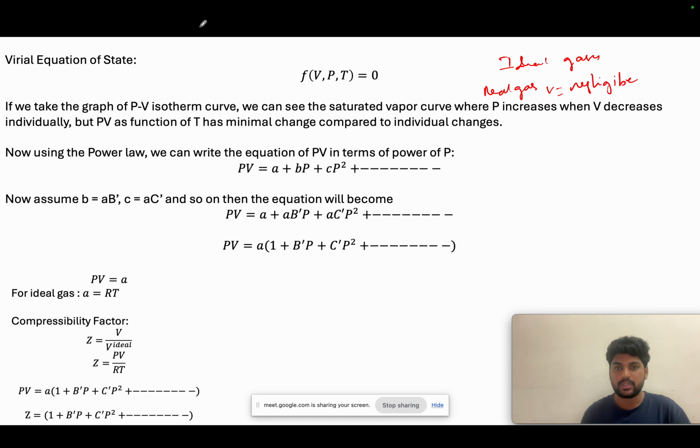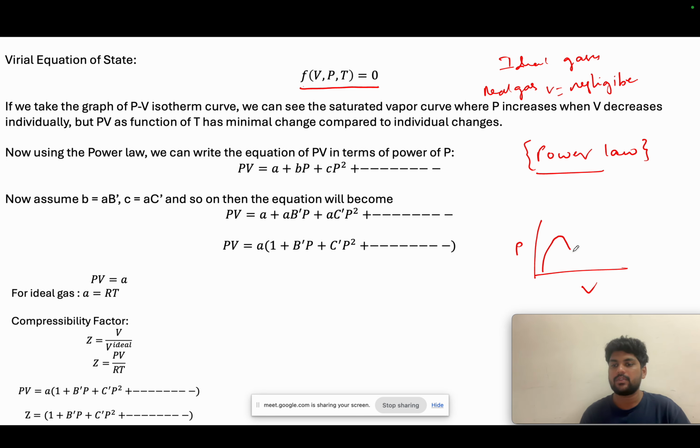So what we can understand is, suppose I take any equation as the basic one, f equal to a function of v, p, t, and there is a power law. You need to understand the power law in mathematics. If you take the phase diagram and go for the isotherm, the graph goes like this. It means as v increases, p decreases. So I have written the same thing in a different form. If you take the graph of the PV isotherm curve, we can see the saturated vapor curve where p increases when v decreases. So I have written the vice versa, where v increases, p decreases. The graph will go more like this.